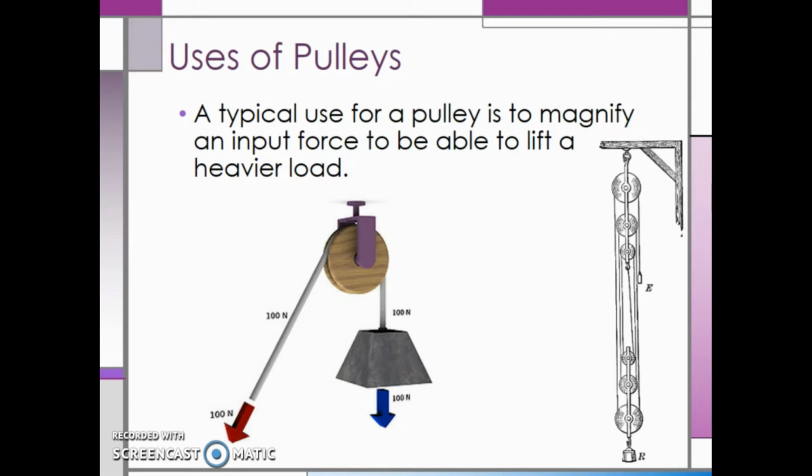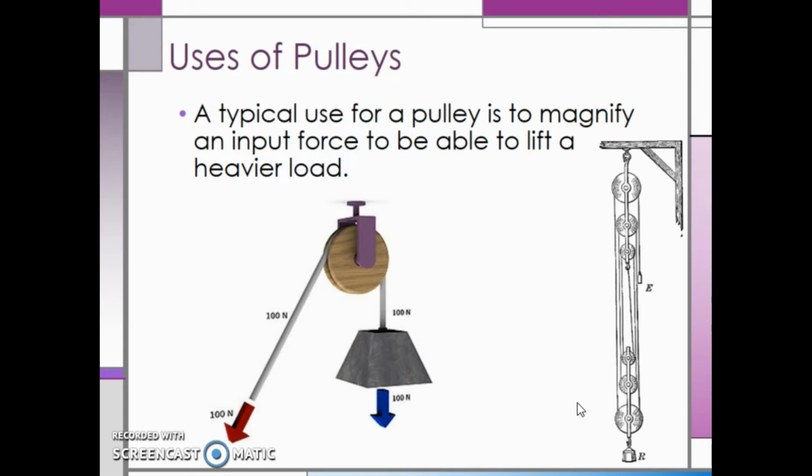The picture on the left is a bit deceiving because this pulley doesn't actually magnify the force at all, since there is no mechanical advantage. On the right, this pulley system does magnify the force because we have multiple pulleys lifting the load.